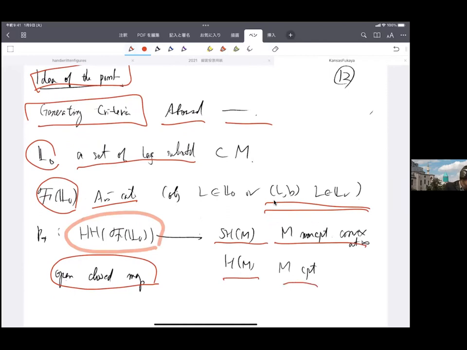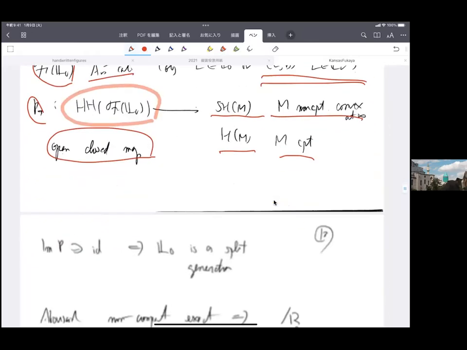This is called the open closed map, and it is something I cannot explain in detail, but it goes something like this. This output, this is L, and you put some point here. This is basically what is called the open closed map, and this generating criterion relates this open closed map to this generator.